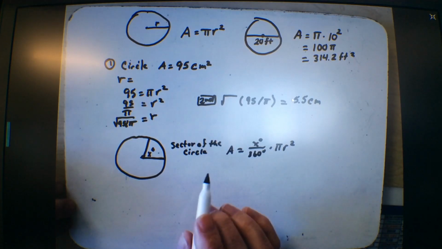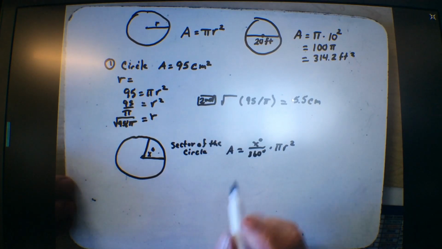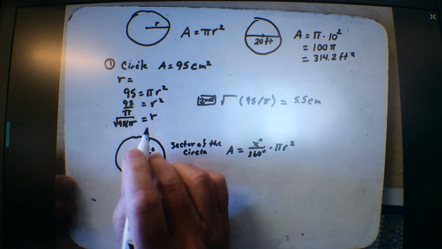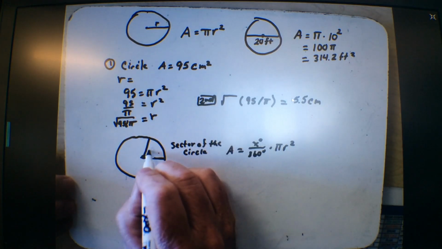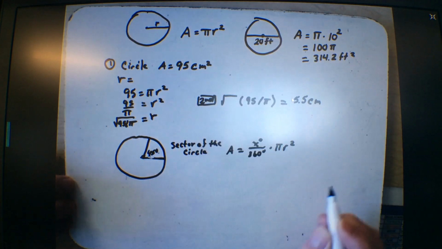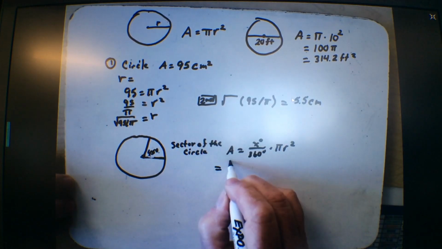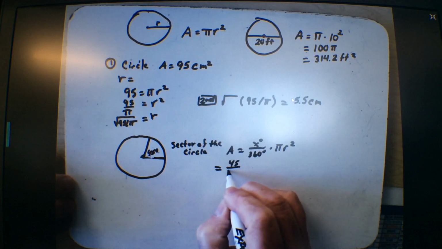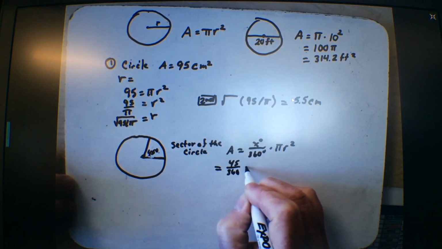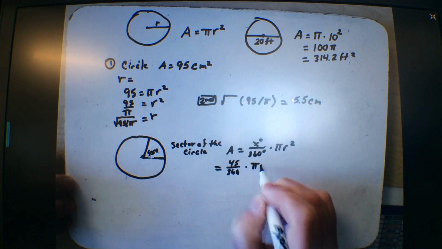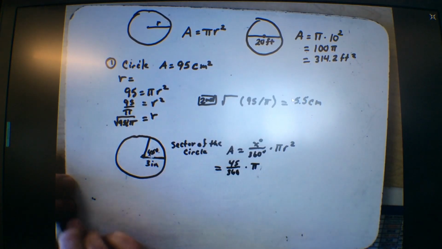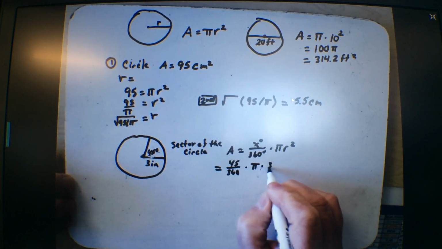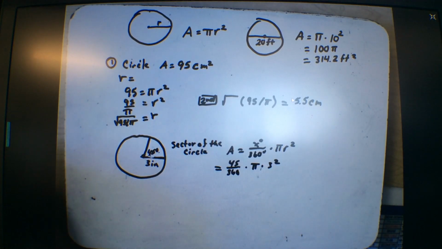Okay, let me give you a for instance. Let's say that in this case, this was 45 degrees. So I'm going to put 45 degrees. We want to know how much of the circle we have: 45 over 360 times pi r, and let's say that the radius was 3 inches, so times 3 squared. Does everybody see where I got all that?